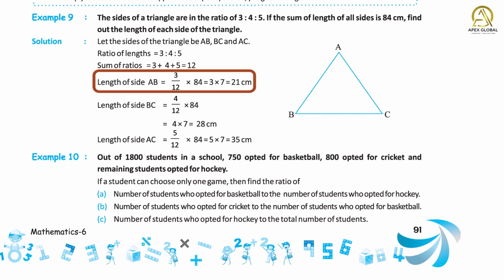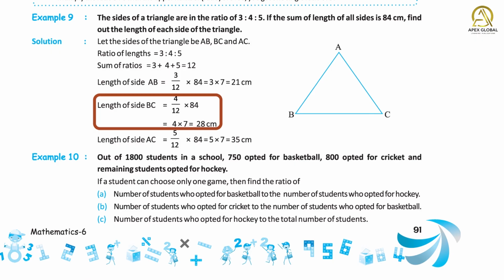Length of side AB equals 3 upon 12 into 84, equals 3 into 7, equals 21 centimeter. Length of side BC equals 4 upon 12 into 84, equals 4 into 7, equals 28 centimeter. Length of side AC equals 5 upon 12 into 84, equals 5 into 7, equals 35 centimeter.